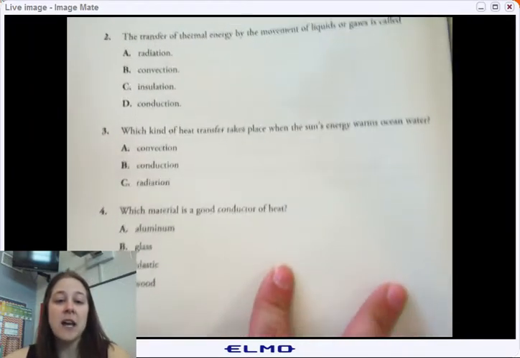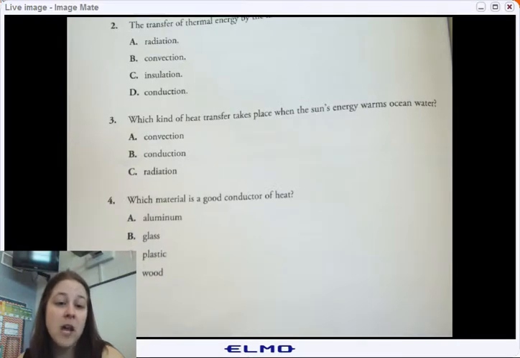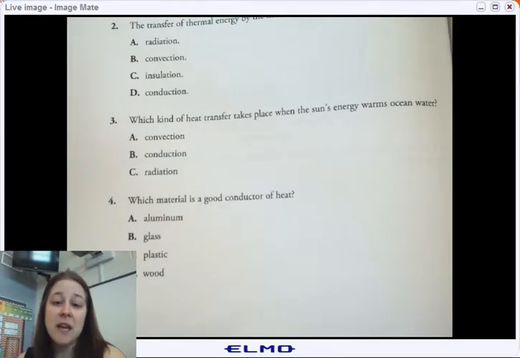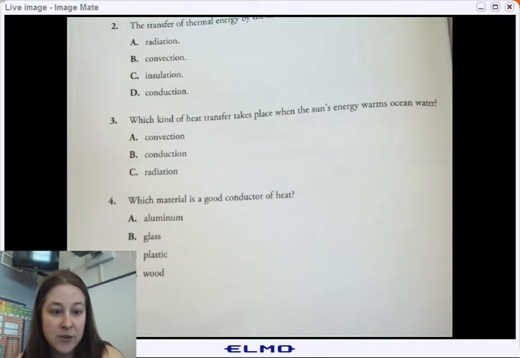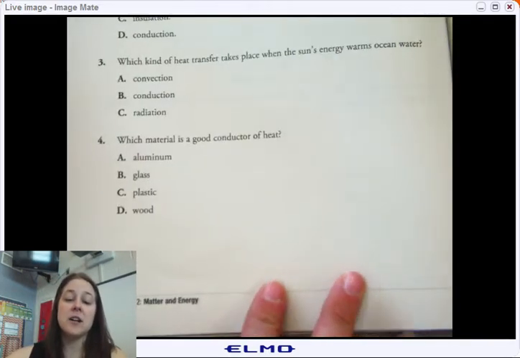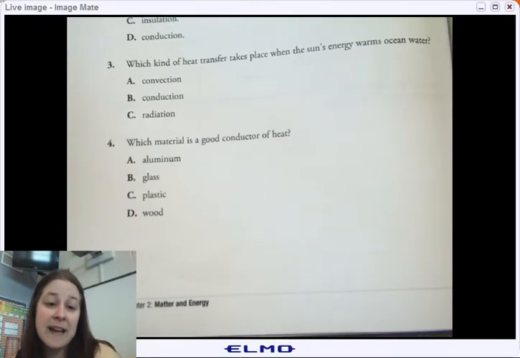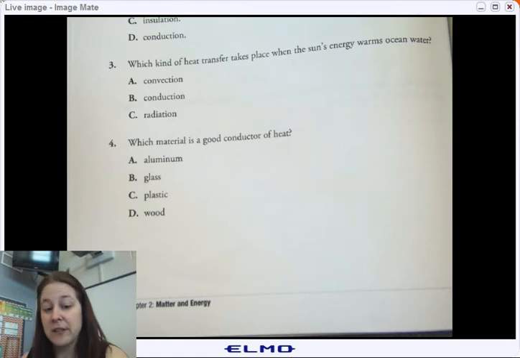Number 3, which kind of heat transfer takes place when the sun's energy warms ocean water? Convection, conduction, or radiation? Keyword: sun's energy there. Okay, and number 4, which material is a good conductor of heat? Aluminum, glass, plastic, or wood? Conductor. If you don't remember, go back and look in your notes.